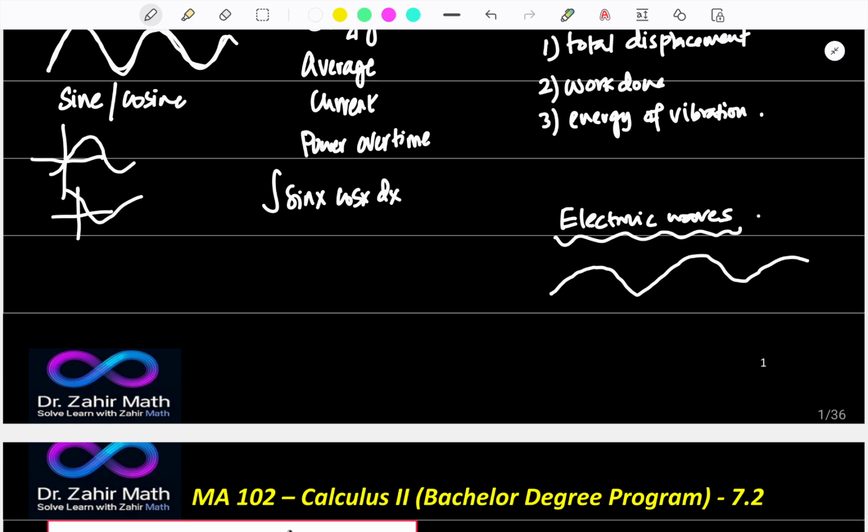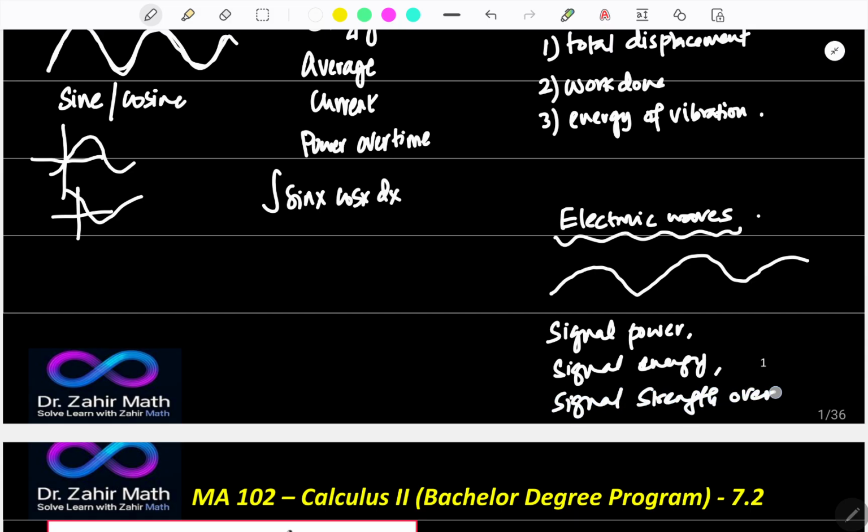So you can find signal power, right? You studied this in signals and systems. You can calculate the power of a signal and we can calculate the energy of the signal, right? Signal energy we can calculate. And also we can calculate the signal strength over time. So in this way, electronics engineers must integrate trigonometric functions. So keep in your mind, to solve such problems, we must know how to integrate trigonometric functions.